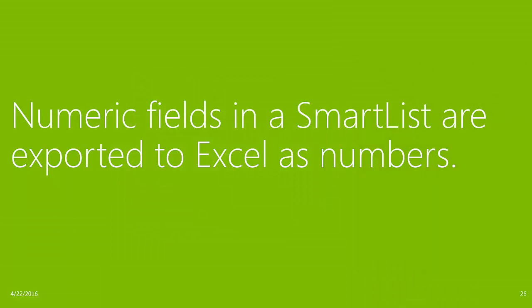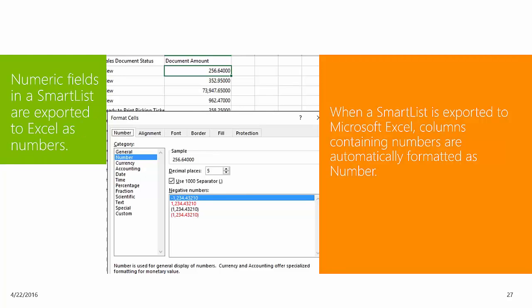Numeric fields in a SmartList are exported to Excel as numbers. So when the results of a SmartList are exported to Microsoft Excel, numeric columns will now be formatted as number instead of text. When a SmartList is exported to Excel, columns containing numbers here are automatically formatted as number. You'll see that here. The default number formatting in Excel includes 5 decimal digits and no currency symbols. If such formatting is desired, the column in Excel can subsequently be given a format of currency.